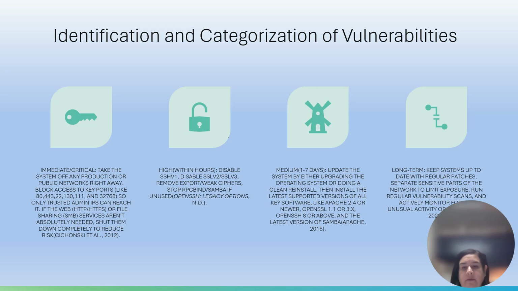Medium vulnerabilities, maybe 1 to 7 days: update the system by either upgrading the operating system or doing a clean reinstall, then installing the latest supported versions of all key software like Apache 2.4 and so forth. The long term for vulnerabilities would be: keep systems up to date with regular patches, separate sensitive parts of the network to limit exposure, run regular vulnerability scans, and actively monitor for unusual activity.